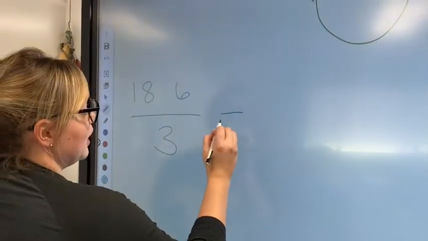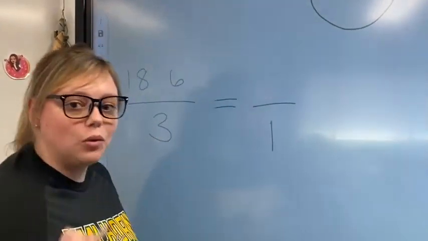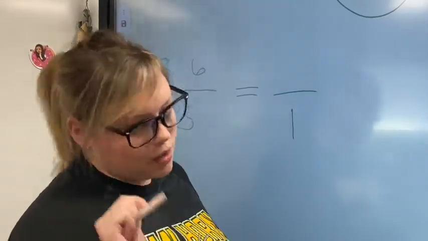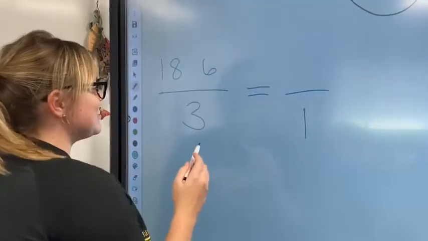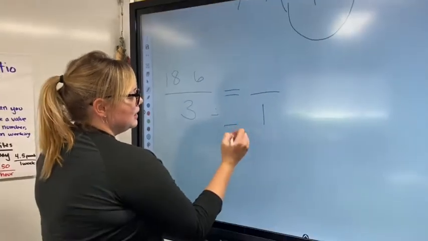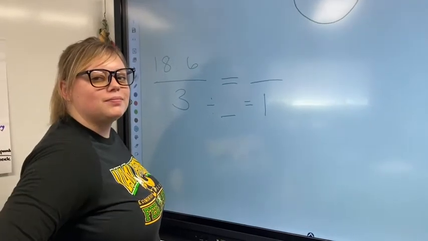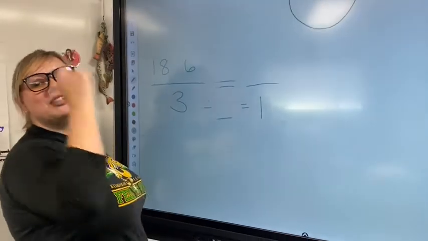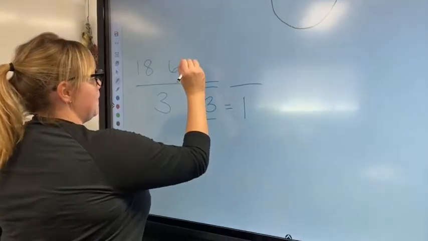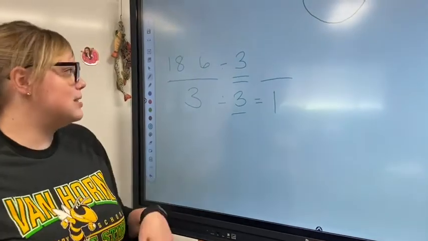I know I need to find the unit ratio. So I know that I need to have 1 because unit ratios always compare a value to what? 1. Awesome. So 3 divided by what equals 1? What do you think? 3. Awesome job, little Jimmy in the back. All right, 3. So what you do to the bottom, you do to the top. So now I have to divide 18.6 divided by 3.